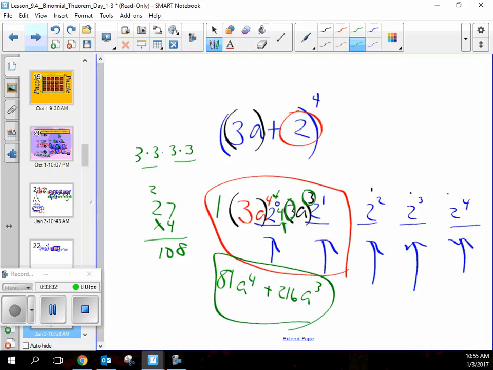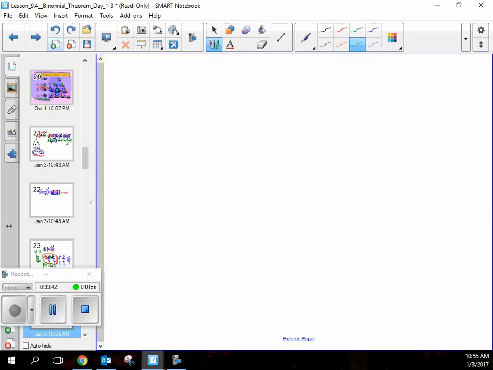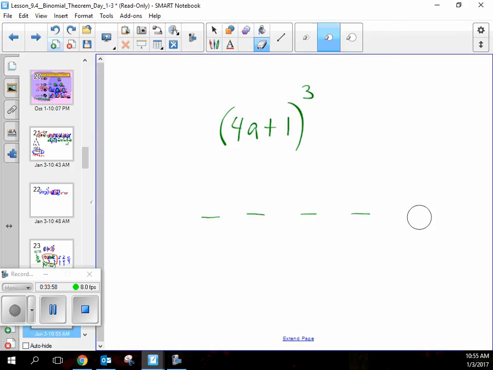All right, I know that you got a little bit scary at the end there, a little bit tougher, but let's just do one more with a little bit simpler. 4a plus 1 to the third, but just figure out the first term of it. No, sorry. Just figure out the second term of it. I know there'd be 4 blanks. Just figure out the second term of it.